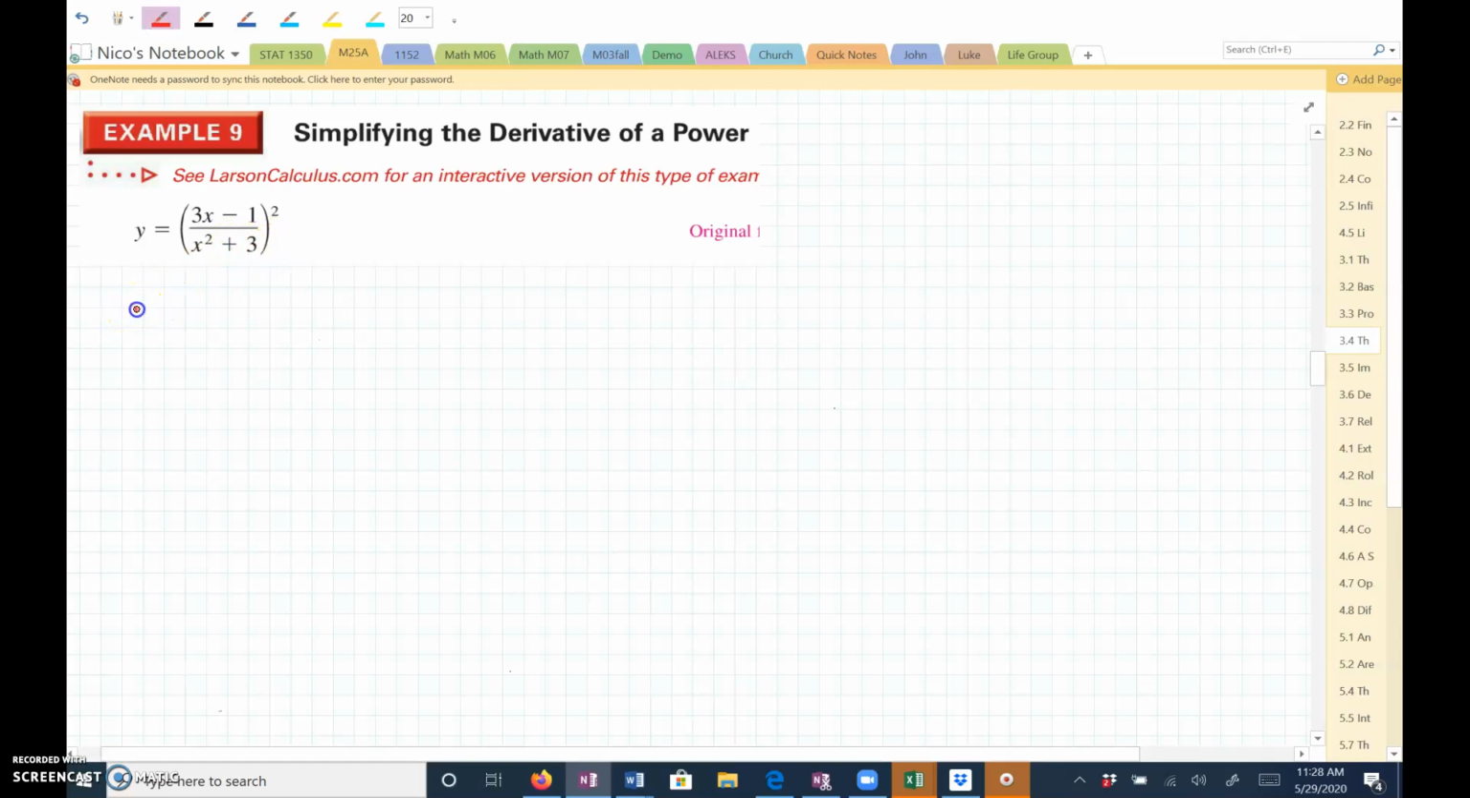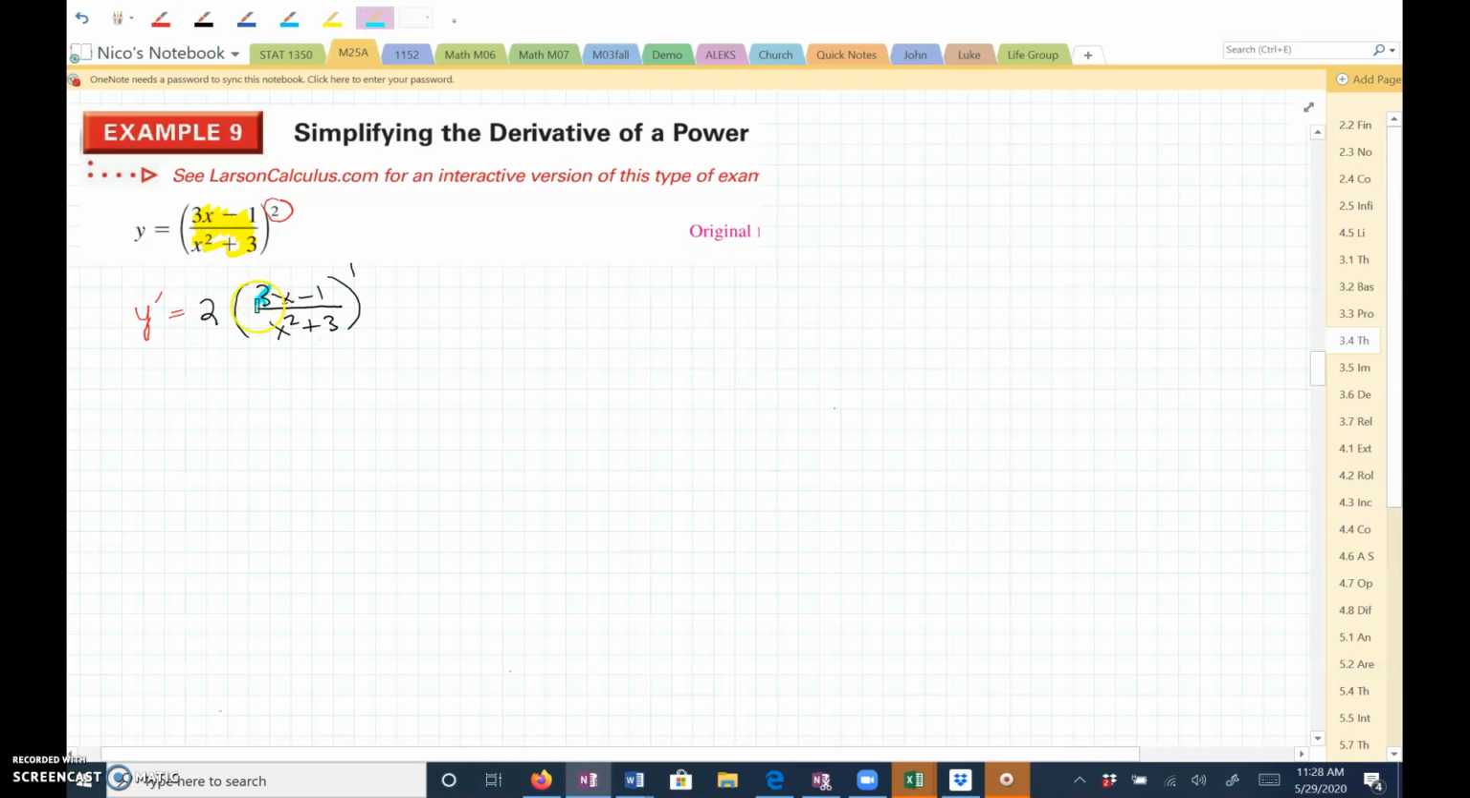When we take the derivative, the first thing we're going to do is the power rule. Okay, so this is the function that is inside the function, the square function, which is a power function. So I'm going to do 2 times (3x minus 1) all over (x squared plus 3) to the first power. That's the power rule.